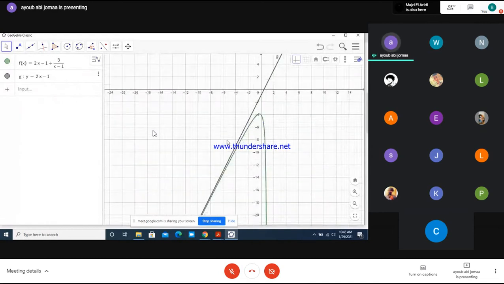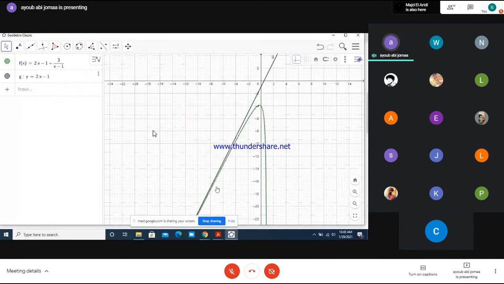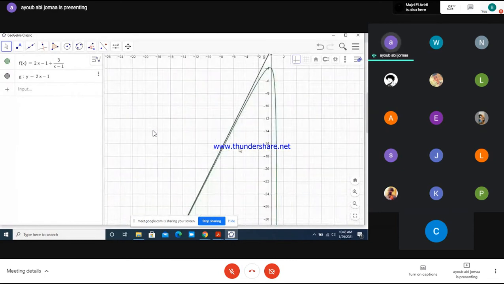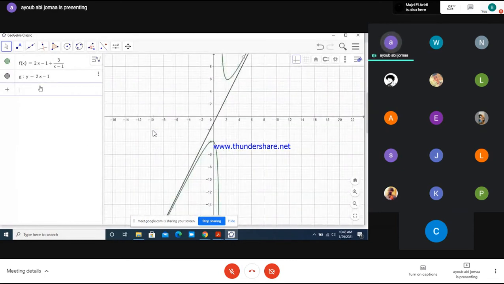And at negative infinity, the curve is very close to the line, it seems like the same line. Okay? And at x equal 1, in fact, here we have a vertical asymptote. According to this table that we saw before, if x is less than 1, the curve is below the line. When x is less than 1, look, the curve here, the green one, is below the oblique asymptote. As you can see here, the curve is below the line.